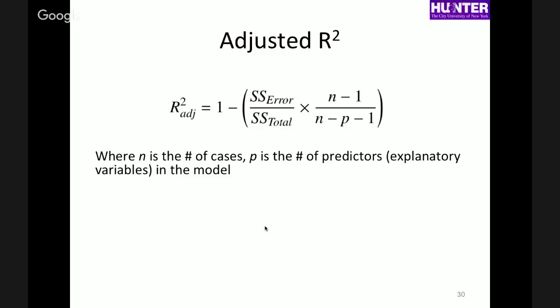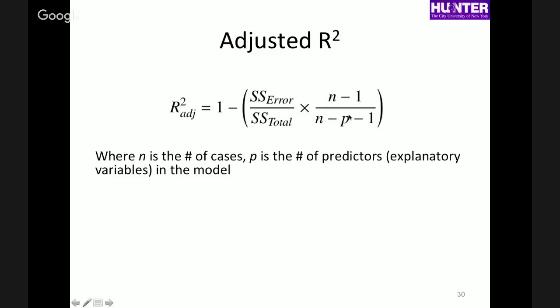Here's the formula. You could use it if you want, or you can just read it off of the software. But I just want to point out that this part on the left is the same as the R². The difference is just this correction factor where P is the number of predictors. So as your number of predictors increases, the numerator here gets smaller, this gets bigger.